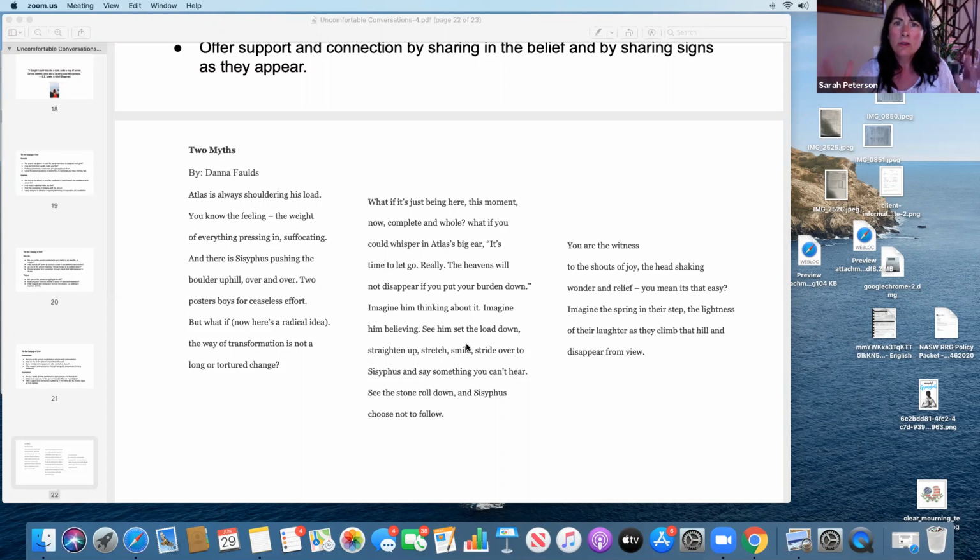So it's not about setting your grief down. It's about looking at elements of your discomfort that you can set aside and watch the boulder go down the hill as you choose to not let that be a burden.